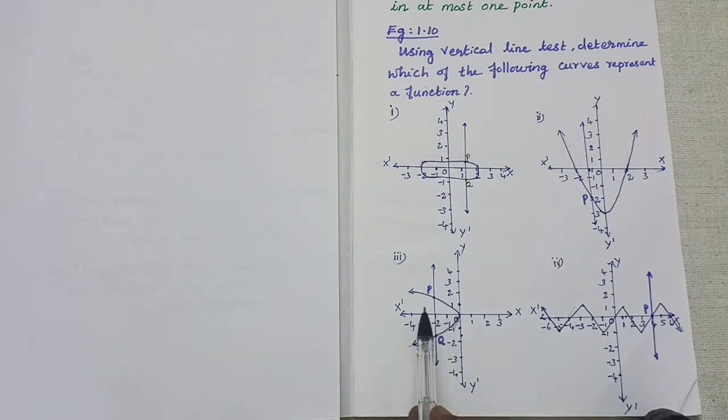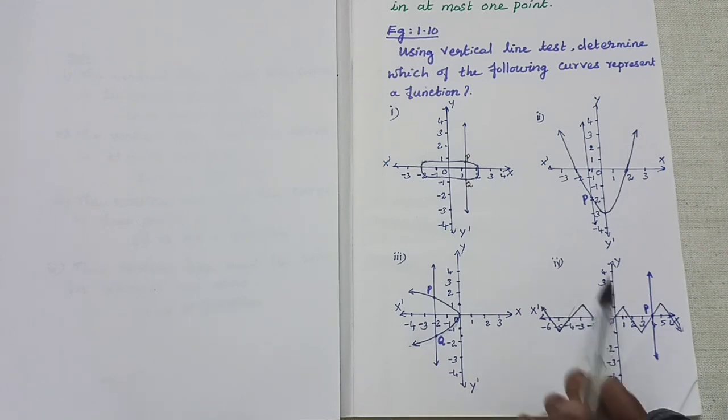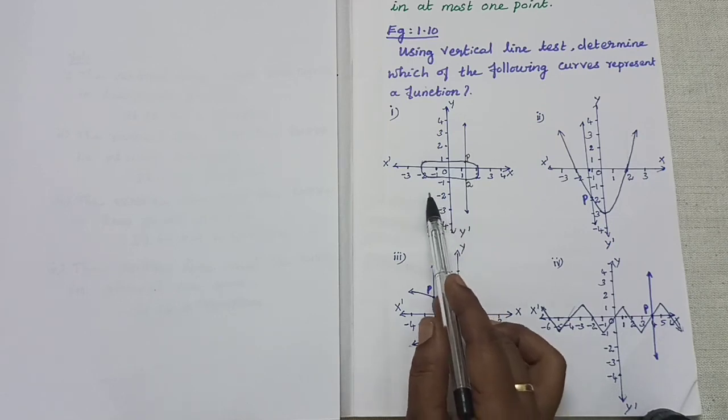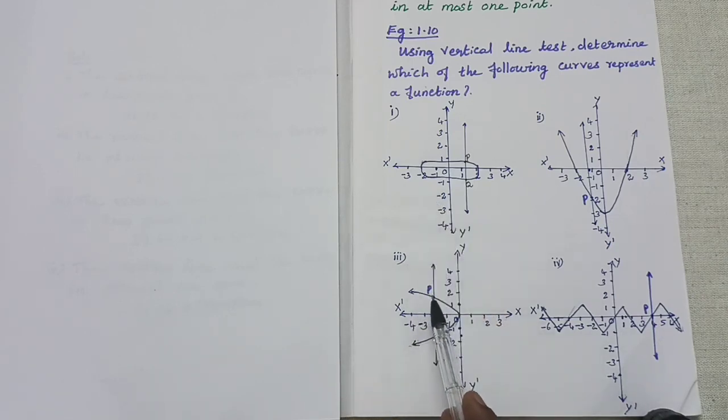Okay. Then a third one. This is the curve and the vertical line. This vertical line meets 2 points. So it is not a function. Now this is one of the graphs. Then the vertical line is this one, and this vertical line meets at most 1 point. So it is a function. Here which are functions? Second one and fourth one are functions, and first one and third one are not functions.